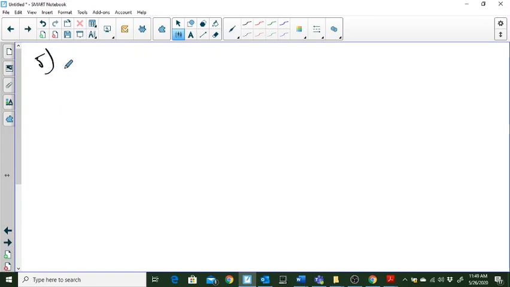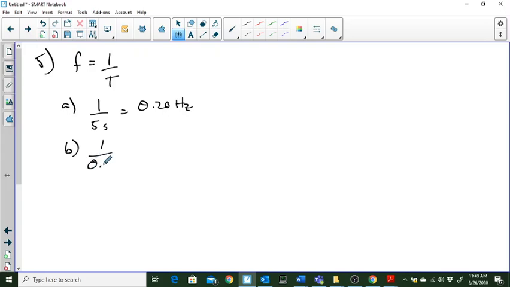Number 5. Calculate the frequency of each of these periods. The relationship between frequency and period is 1 over the period. So for A, we're going to have 1 over 5 seconds, which is equal to 0.20 hertz. B, 1 over 0.01 seconds, which is equal to 100 hertz. C, 1 over 2.5 times 10 to the negative 2 seconds, and that is equal to 40 hertz.